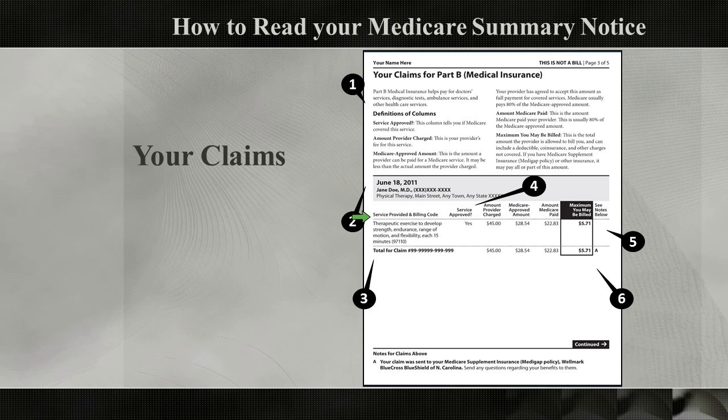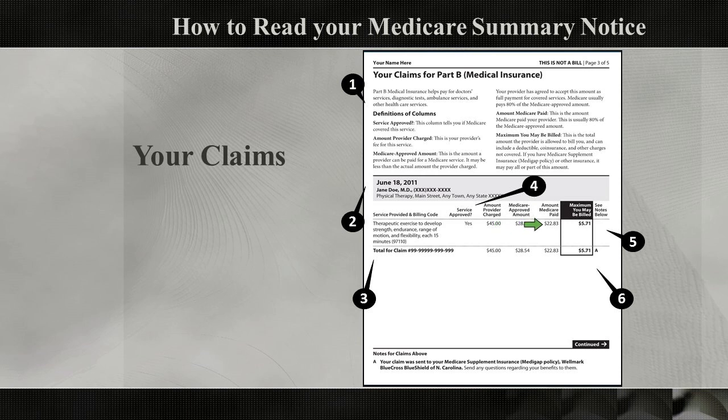In the leftmost column, a detailed description of the service or supply you received will be listed along with a medical code in parentheses. So, in this claim, it is for therapeutic exercise to develop strength, endurance, range of motion, and flexibility. And the medical code or billing code is 97110. The second column will tell you if your claim was approved or denied by Medicare. In this case, it was. The third column will list the normal amount your provider charges for that particular service or supply. Column 4 indicates the maximum amount that the provider agreed to charge Medicare beneficiaries.